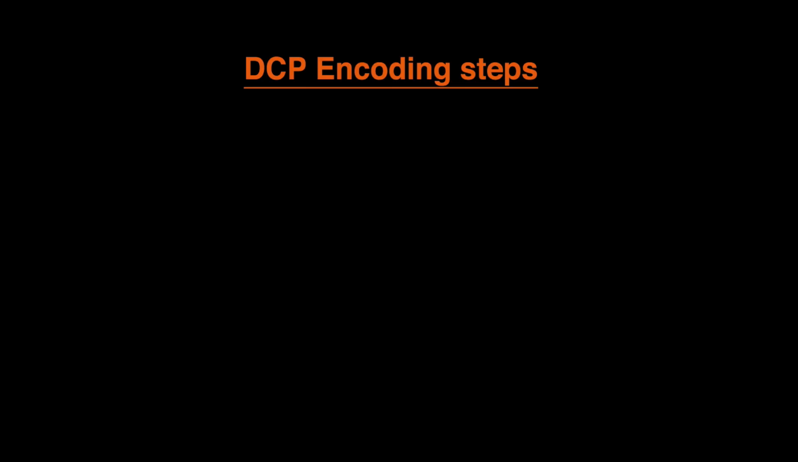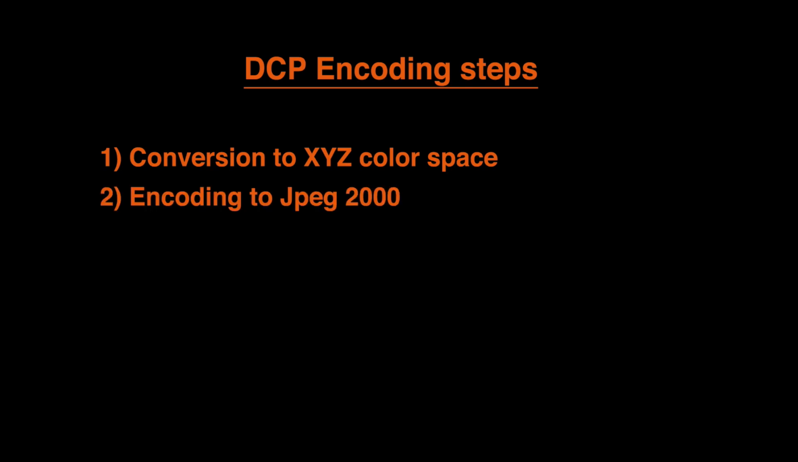So, in order to create our DCP, we need to do three things to our image. First of all, we need to render it in XYZ color space, because that's a color space a cinema server or a cinema projector expects. Second, we need to export our images in the JPEG2000 codec, because that's the codec a cinema server expects. And third, we need to wrap all this JPEG2000 content into an MXF container in order to put it into the DCP folder structure. Now, every freeware DCP encoder is capable of accomplishing those three steps.